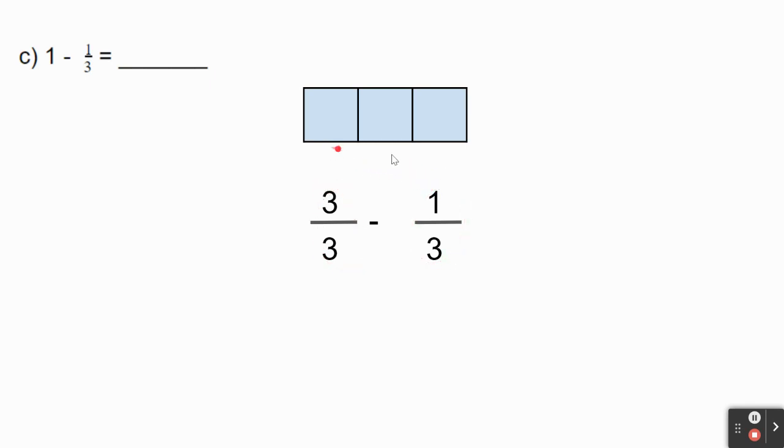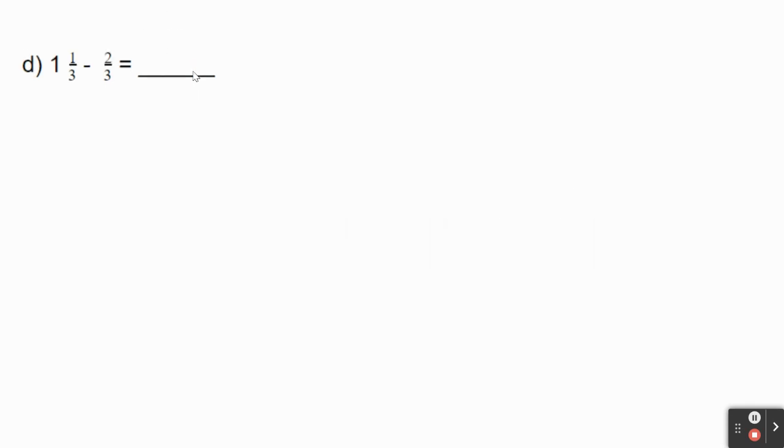So we have 3/3 shaded. We're going to cross off one of those thirds. We can see that there are still 2/3 shaded. So we just had to make sure that we rewrote that 1 whole as a fraction. So 1 minus 1/3 is 2/3. Now let's try another. Here we have 1 and 1/3 minus 2/3.